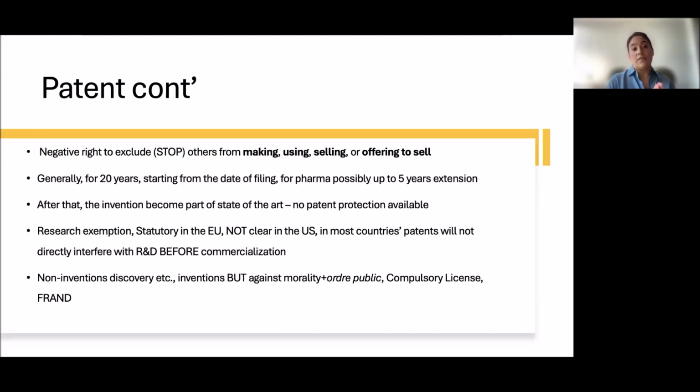And after those 25 or 20 years, the invention becomes part of the state of the art. So for example, generic drugs, generic medications, are expired patents. That's why they go really cheap after the patent expires, because there is no right. It's in the state of the art, so everybody can use it. You could think of it like that. So it's in the public domain. Anybody can make it, use it, sell it, or offer it.